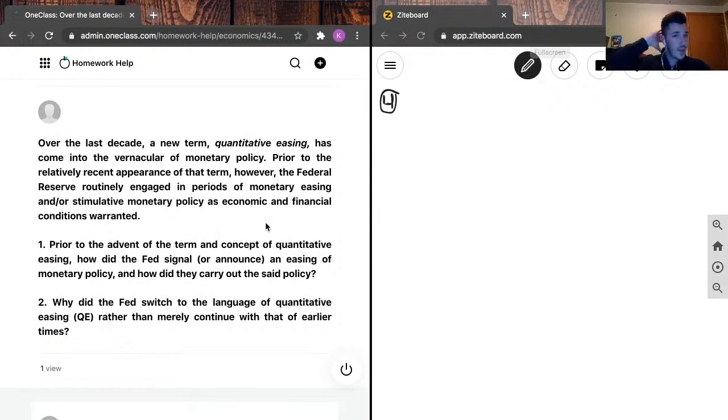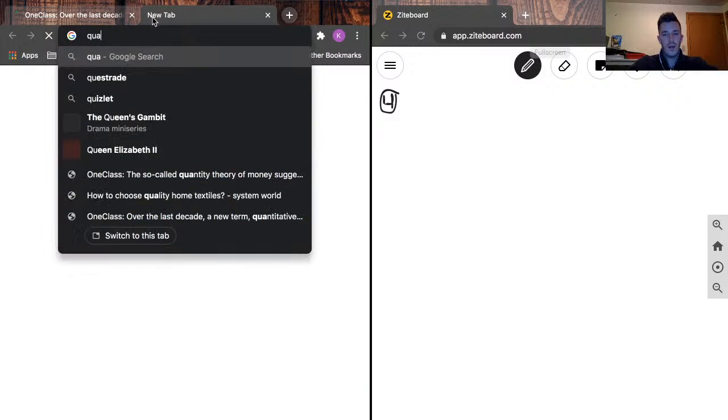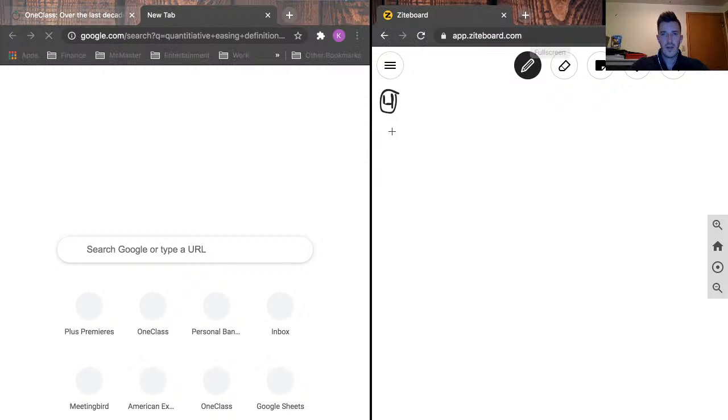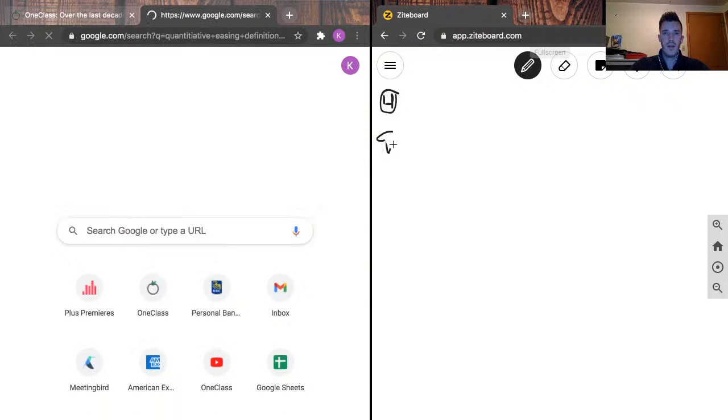And question 4 reads, over the last decade, a new term, quantitative easing, has come into the vernacular of monetary policy. Prior to the relatively recent appearance of that term, however, the Federal Reserve routinely engaged in periods of monetary easing and or stimulative monetary policy as economic and financial conditions warranted. Just want to make sure I give an exact definition of quantitative easing, or QE.